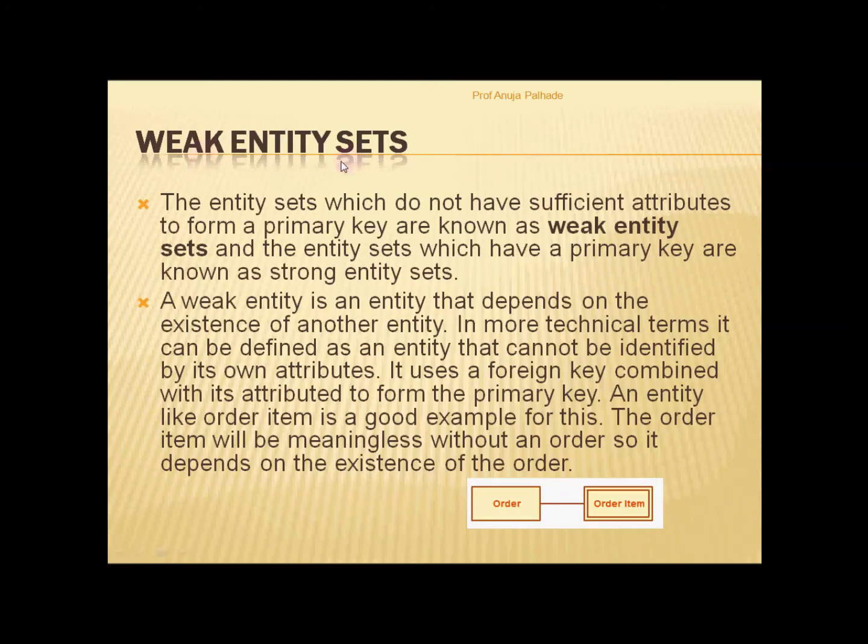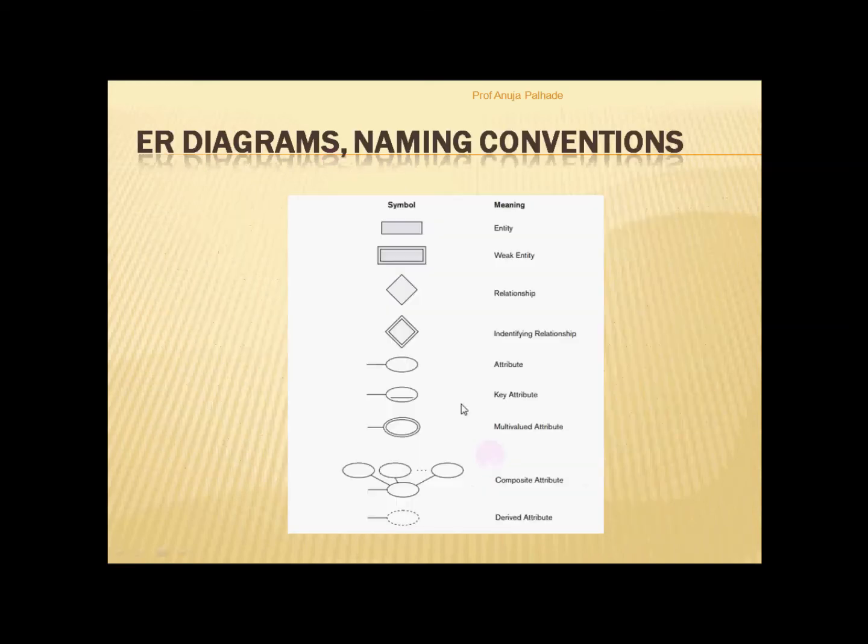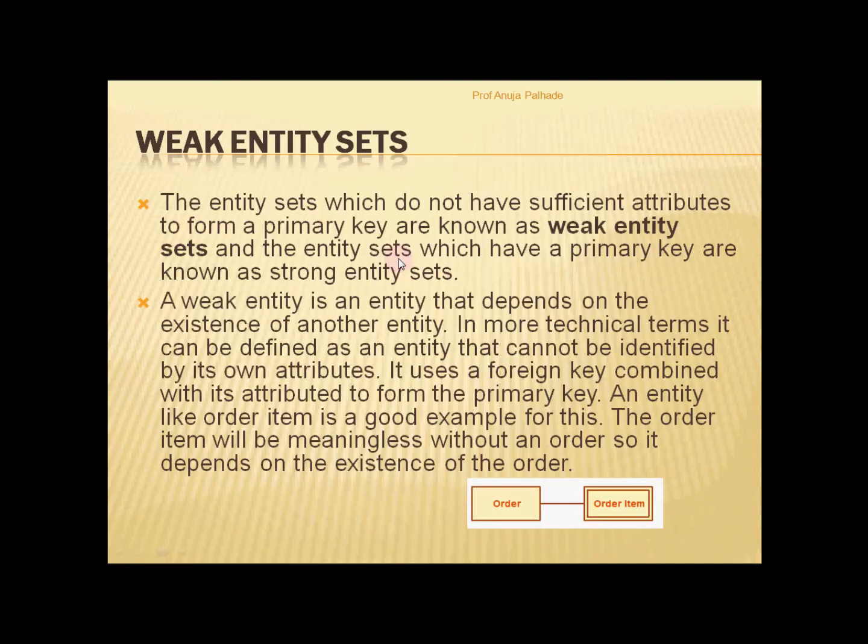Now weak entity sets. See here, in the previous symbols we have seen what a weak entity is. The entity set which does not have sufficient attributes to form a primary key is known as a weak entity set, and the entity set which has a primary key is known as a strong entity set. See, order has lots of attributes, order number, order item name, all that, but for a particular order item there may be differences, but there are not more than 2 or 3 attributes for order item. So order item is the weak entity set here, whereas order is the entity.